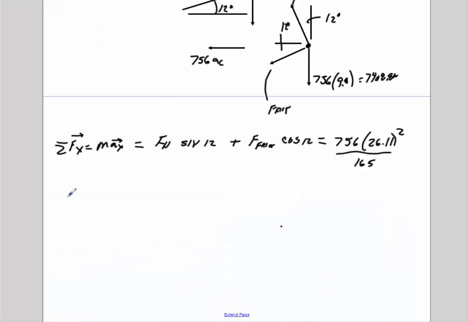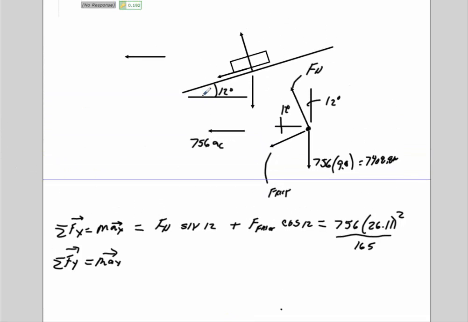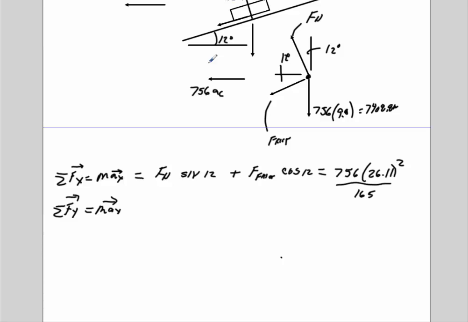First equation. Okay, second equation, summation of forces in the y is going to equal mass times acceleration in the y direction. Now we know, looking at the picture, this car is not going to accelerate down or accelerate up in the sky. So we know immediately this is going to go to 0. So now we just write our equations down as minus 7408.8 plus F normal times the cosine of 12 minus F friction times the sine of 12.